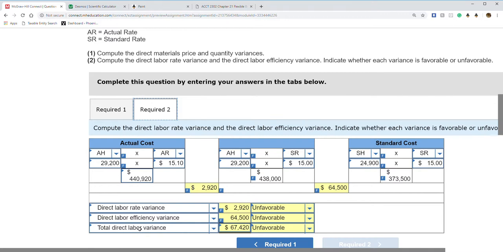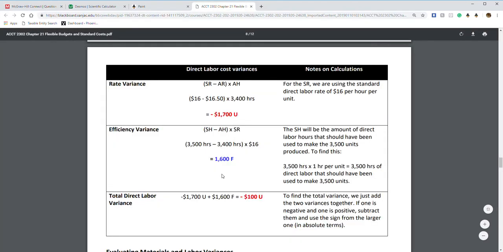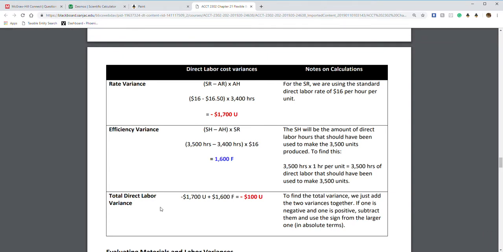Now, when we look at this, first off, actual hours is greater than standard hours. So that means our direct labor variance right here will be negative, unfavorable. Same thing with the rate. Notice it's greater than our standard. So this will also be a negative number. Since they're both negative, you would have to add these two together to create your total direct labor variance of 67,420. So again, I would just fill this in, let it go, and then really just redo it using these formulas, okay? So that you got what you need for the exam.